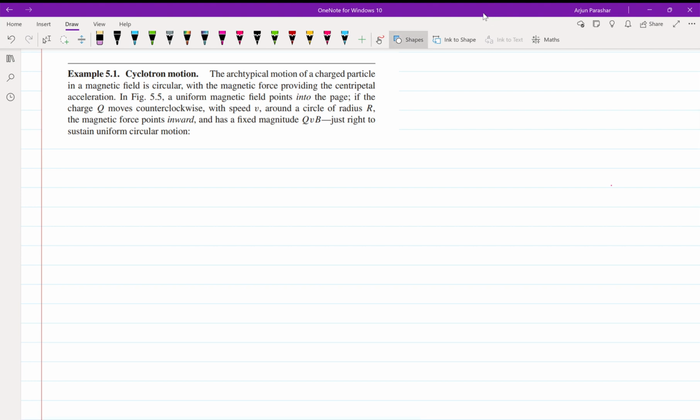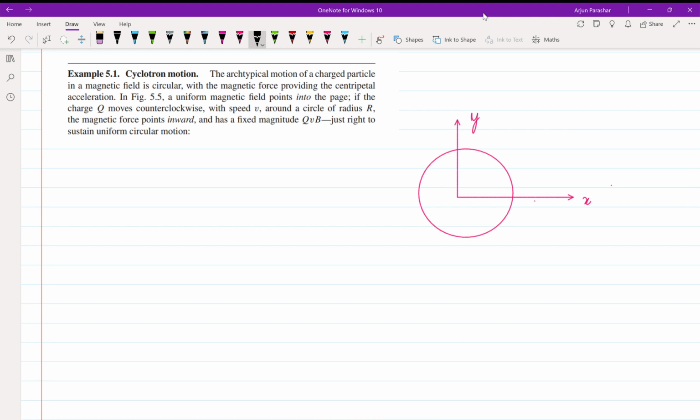The question says that we have to study cyclotron motion, and how a cyclotron behaves. For a cyclotron, the typical motion of a charged particle in a magnetic field is circular. So we will draw a circular plane, and it is the xy plane.